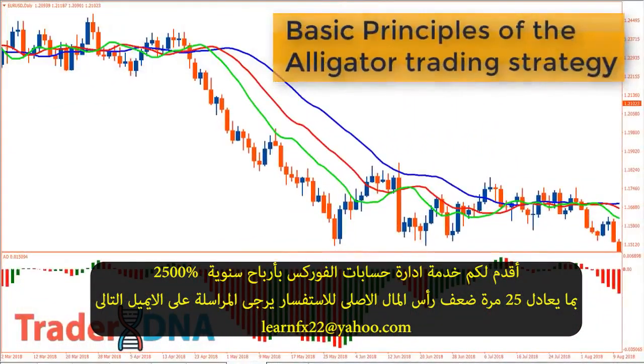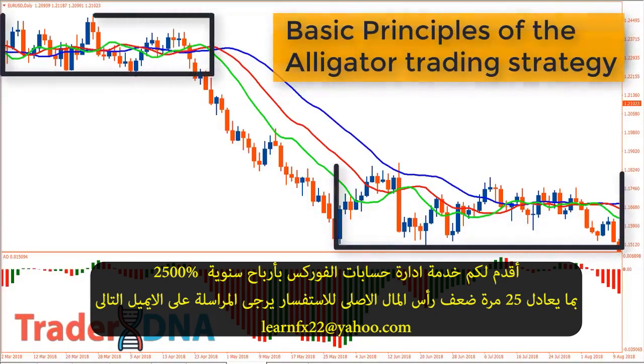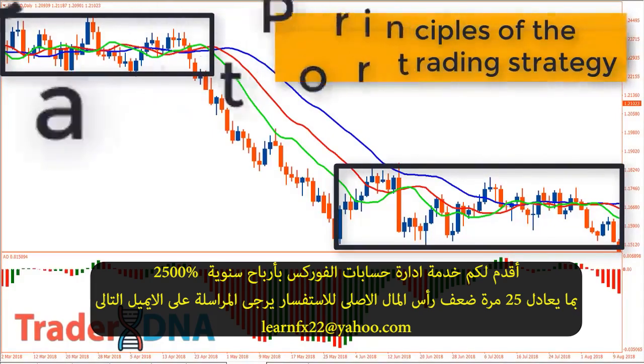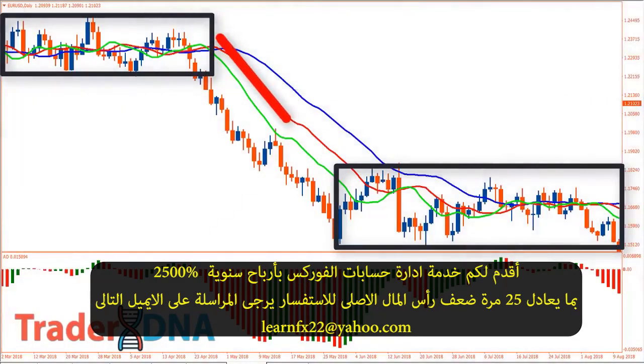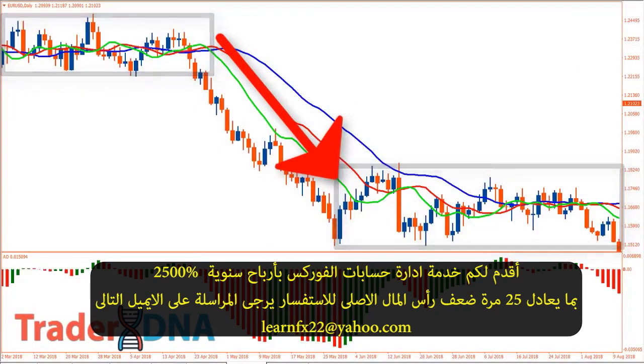Basic principles of the alligator trading strategy. The alligator indicator is the main indicator of the strategy. It defines the trend. When the three main lines of the indicator, or moving averages, are going horizontally, intertwined, the market features no clear trend. Conversely, when the lines diverge and go in one direction, up or downwards, this forecasts a possible beginning of a new trend.